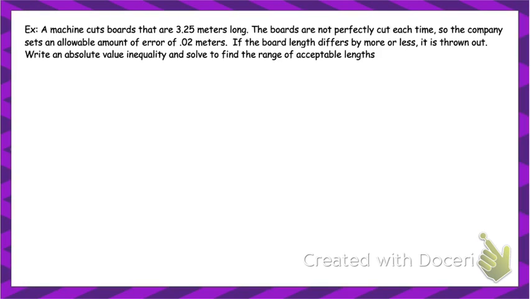So to find the range of acceptable lengths, we're going to take whatever size the board is, and we're going to subtract 3.25. If that error is less than or equal to 0.02, then we can keep the board. So that's how we represent this with an absolute value inequality.